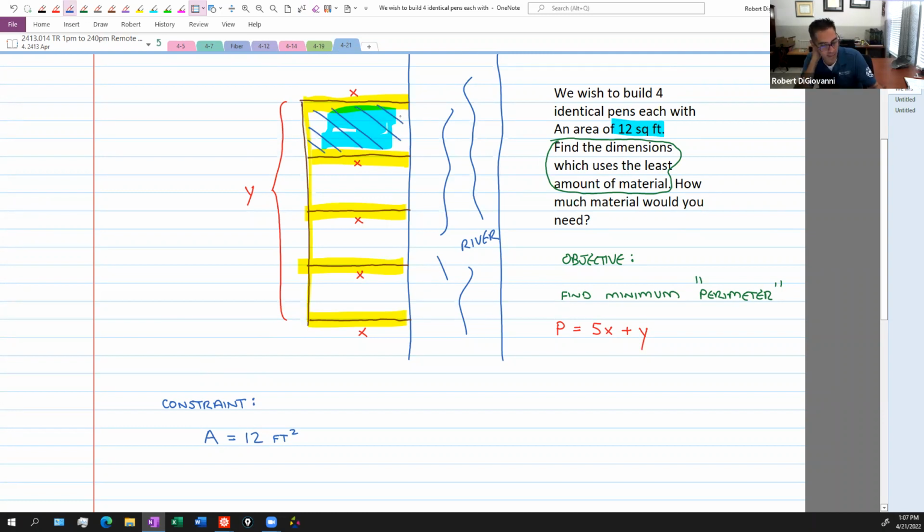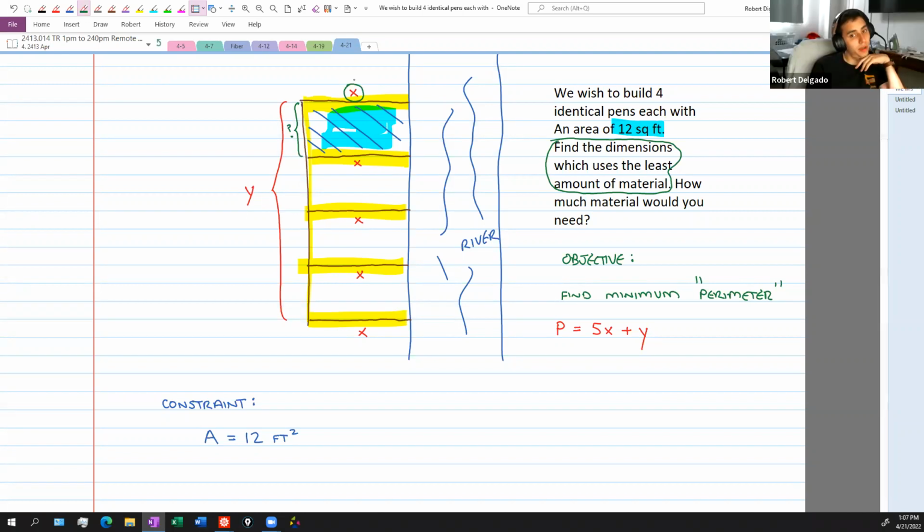So the area of that pen that I just showed you should be this distance right here, which I'm going to leave as a question mark for now, times this side, which is X. So what is the length of that side, that question mark? It's a fourth of Y, right? Because each of these are going to make up four of these.